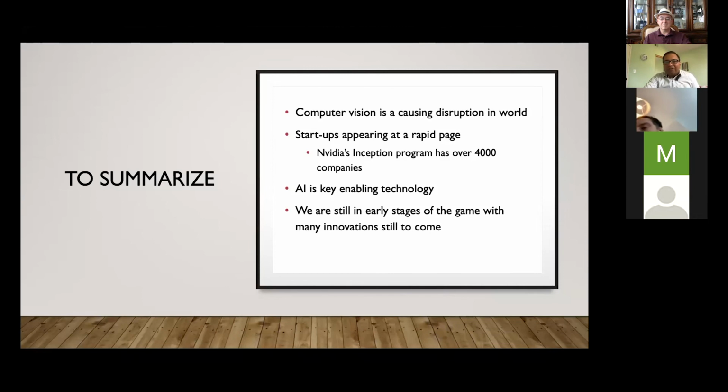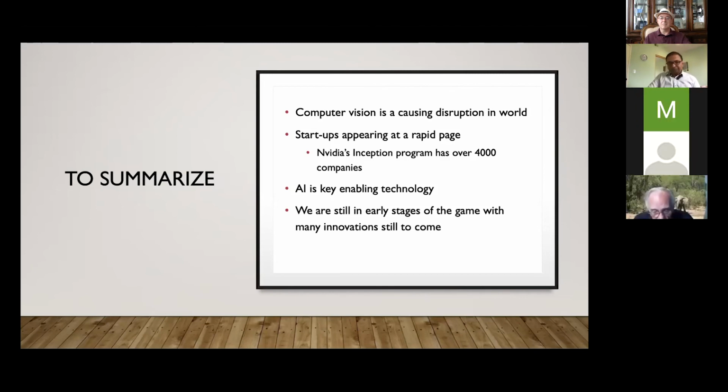There are over 4,000 companies in Inception, which is NVIDIA's funding program, and so that number itself speaks, because there's a lot of activity happening. AI is really the key enabling technology, so a lot of computer vision and AI will go hand in hand in the future. And I think we are still very early in the game. A lot of innovations are going to happen. We have a long way to go. And so computer vision, in my opinion, is going to be really the killer technology going forward. So with that, I'll stop and take any questions.